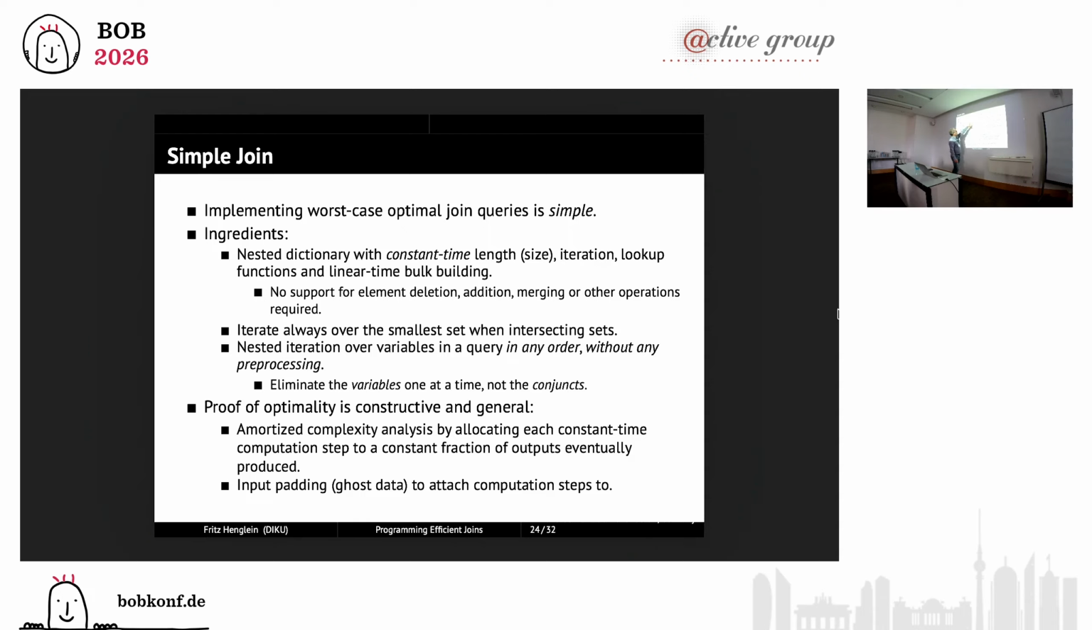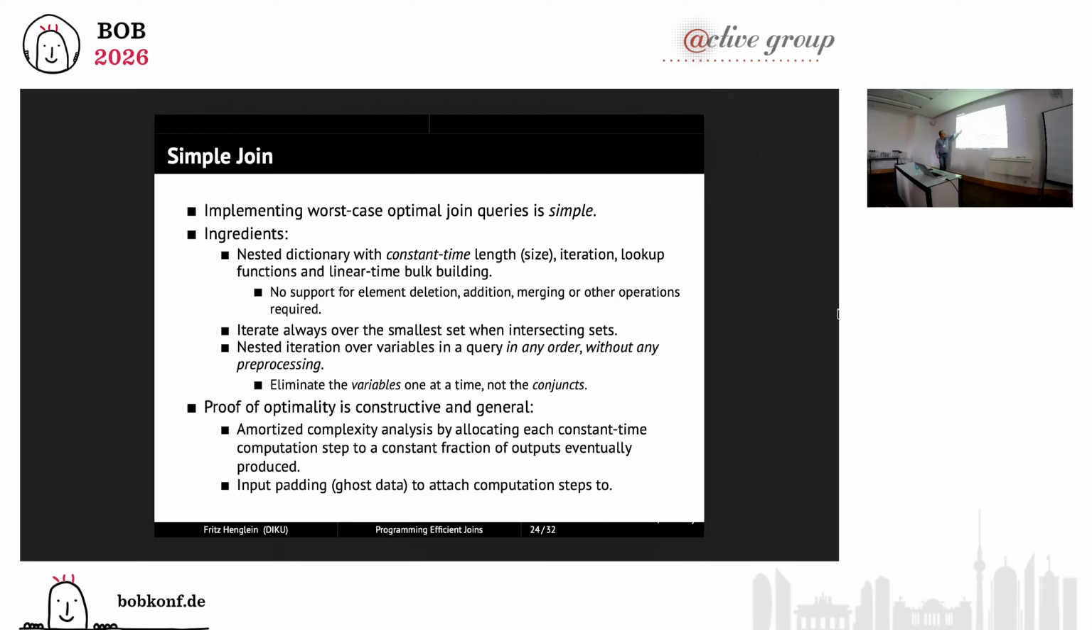Then you have iteration. You just iterate over the keys. That has to be done in constant time per key. And lookup has to be quasi-linear. Okay, so basically constant time. They give you a value, you give them the result back. It says that's what it maps to. And you don't need support for element deletion, addition, merging, or other operations. So you don't need a data structure that does that.